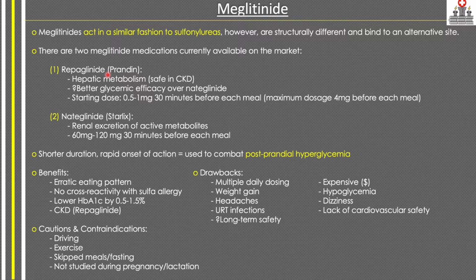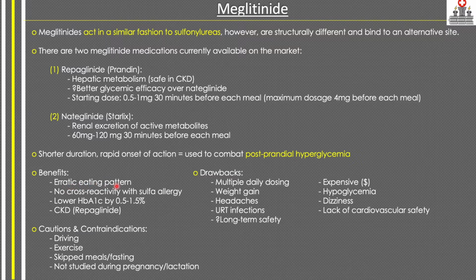Another important finding is that repaglinide undergoes hepatic metabolism and is actually safe in chronic kidney disease. And we know diabetes can cause kidney damage, lowering of the eGFR, increase in the serum creatinine, and therefore, if someone has chronic kidney disease, they could use repaglinide. So it's important to be aware of. Okay, so let's discuss the benefits.